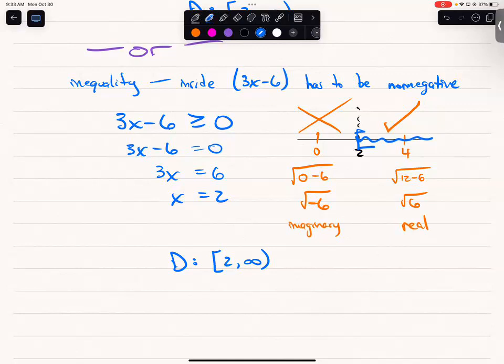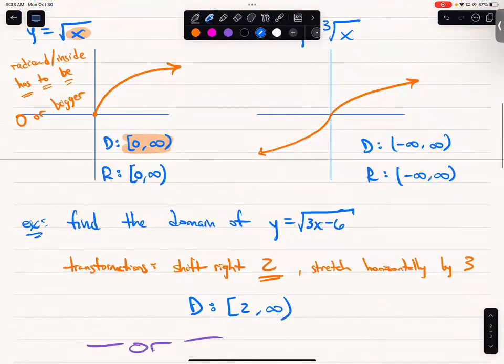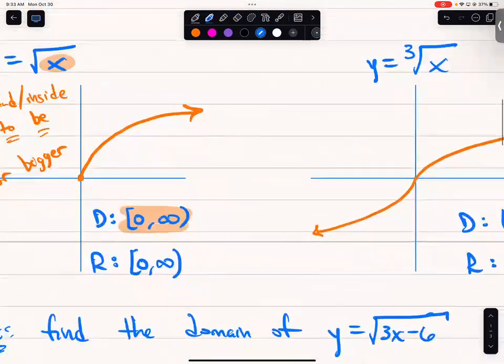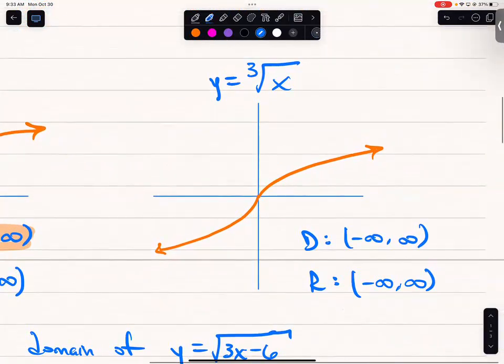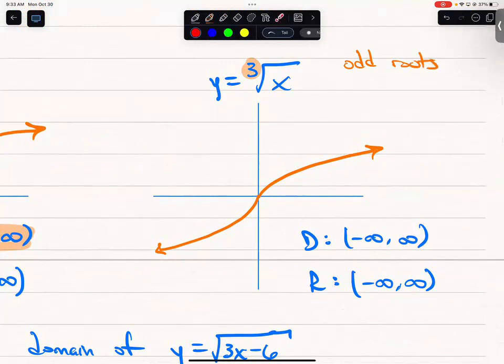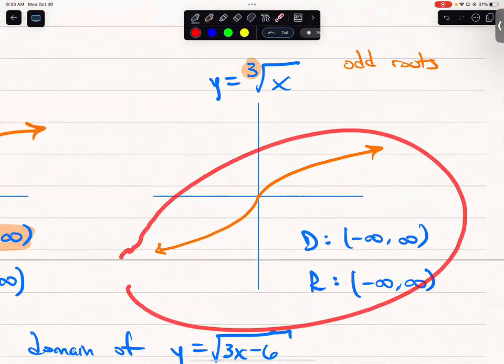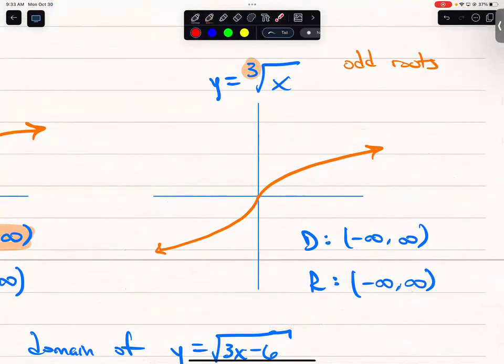Okay, so let's take a couple of minutes. Oh, wait, sorry. We talked about square roots. We haven't talked about cube roots. If the index is odd, how does the domain work? It's all real numbers. It's defined everywhere.